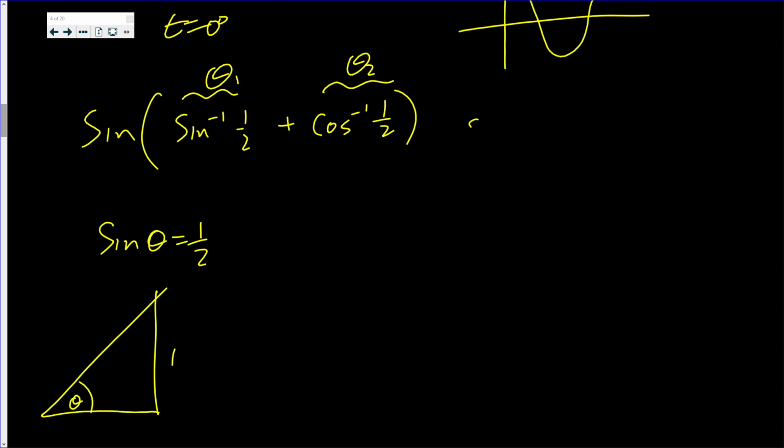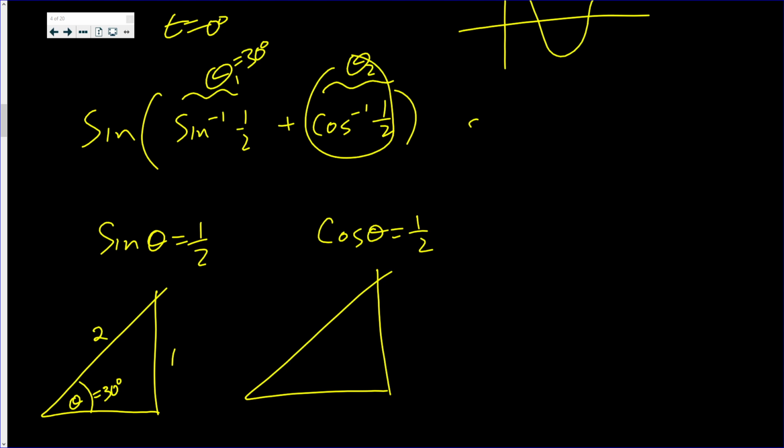This theta is opposite over hypotenuse. This is 30 degrees. Okay, that's 30 degrees. Cosine of theta 2 should equal a half. That's what this says. Draw a triangle. Let's keep it labeled right. The cosine of theta 2 is adjacent over hypotenuse. So this is 60 degrees.